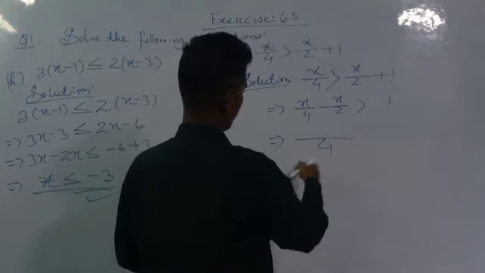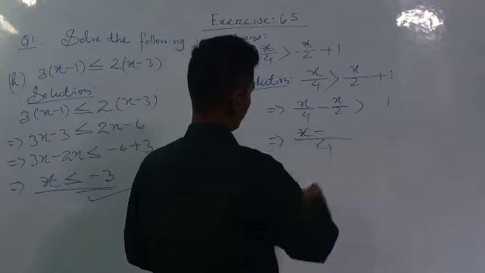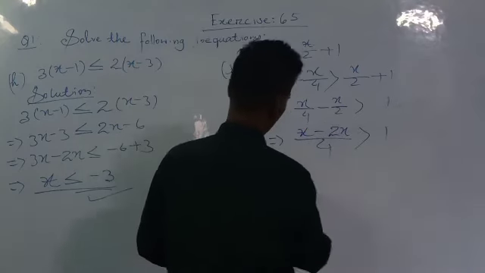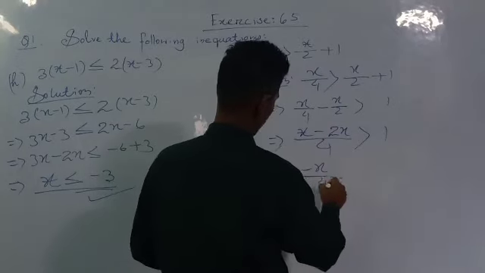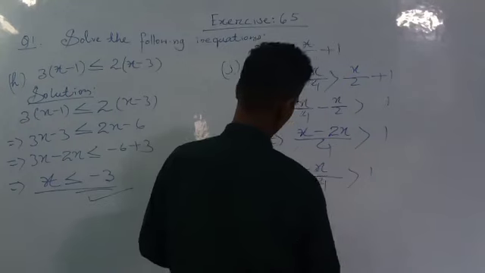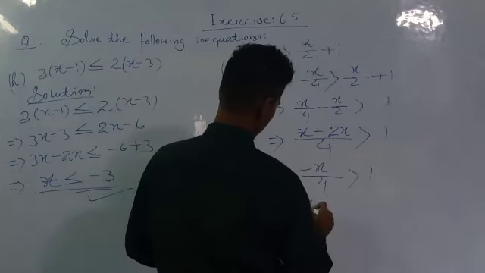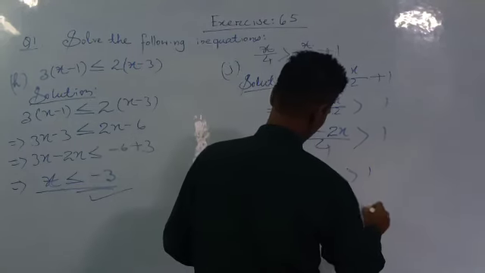By this 4, if you divide 4 one time, 1 into x, x; minus, by this 2, if you divide 4 two times, 2 into x, 2x larger than 1. Or x minus 2x, this is minus x by 4 larger than 1. Okay, so minus x by 4 into 4 larger than 1 into 4.